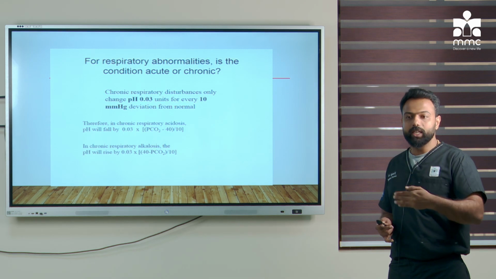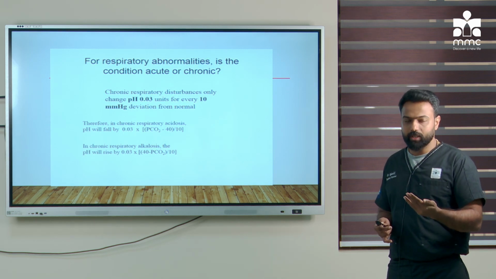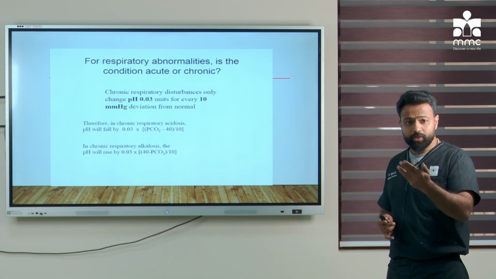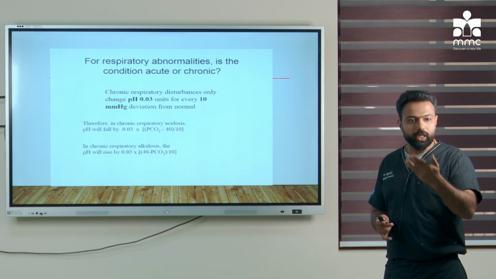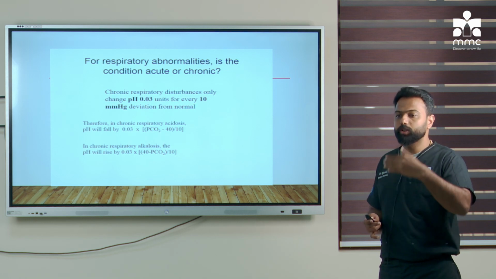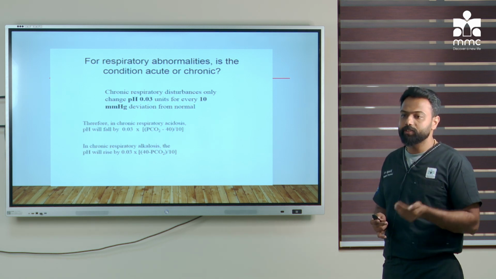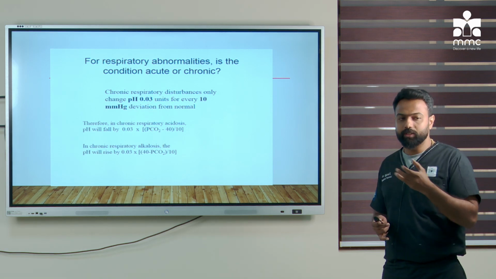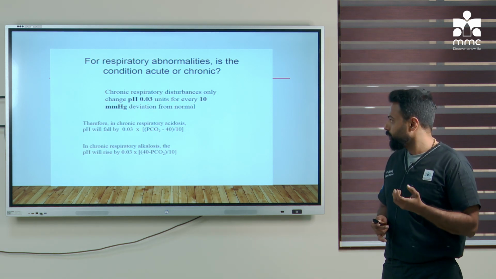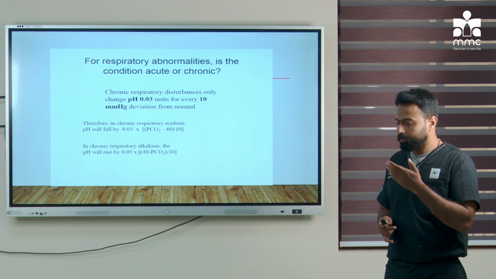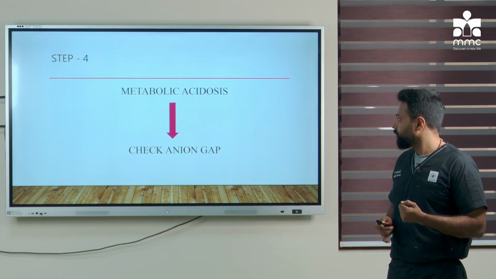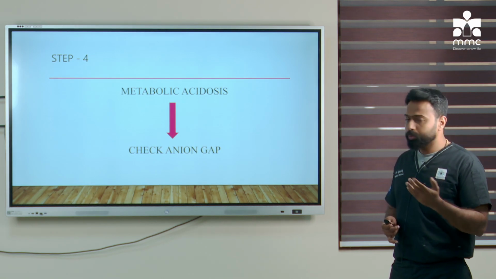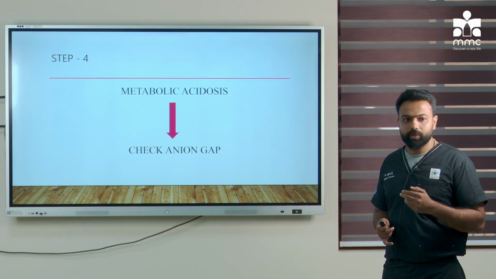So the kidney has time to compensate for the acidosis or alkalosis. It is getting more time, so the pH will be more towards the normal side. There will be less change in the pH. So the fraction is only 0.03 times the change in PCO2 divided by 10. Then you recognize whether this is an acute or chronic cause.